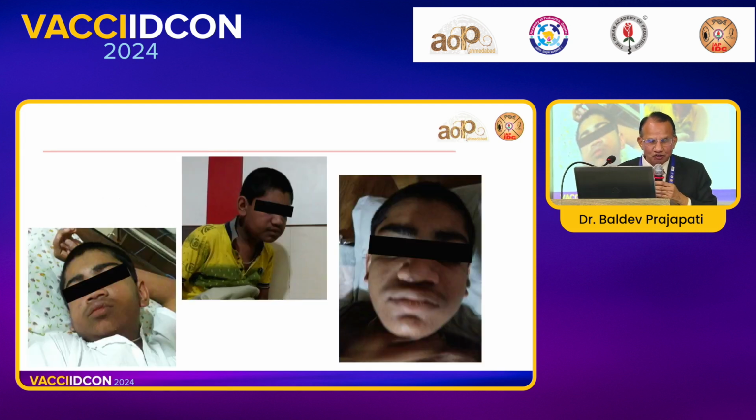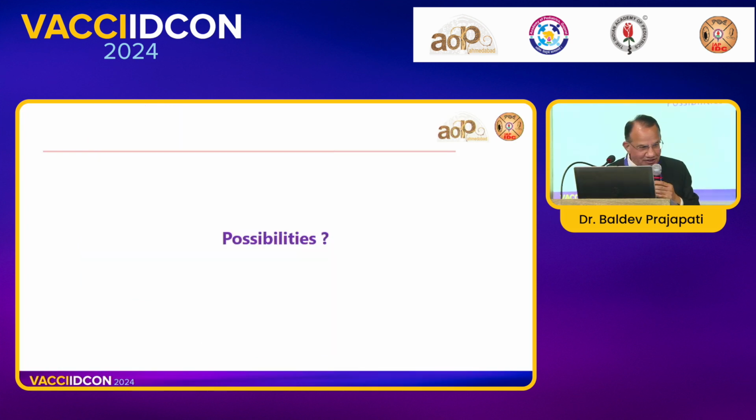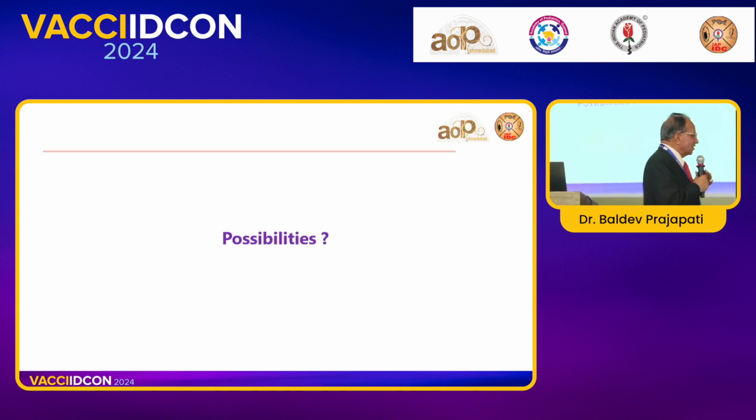These were the pictures of the child, 15 years old boy. You can see the puffy face and even the generalized this type of rashes all over the body. I think this information is sufficient. What will be the possibilities? Any of you, please. Sir.